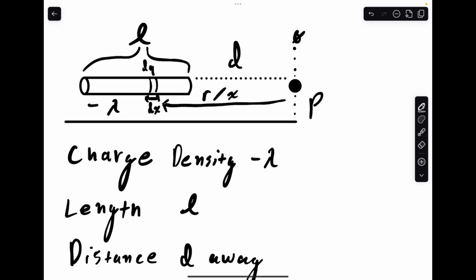So x is the distance we are away from the point P, or r would be the distance we are away from the point P. It's really the same thing. I'm just choosing to use x because I want lambda to be dq over dx. So we'll get to that later.